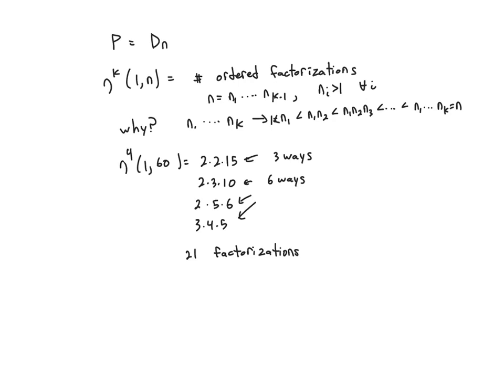So as an example, let's look at eta to the 4th of 1 in 60. Well, then you're looking at ordered factorizations of 60 as a product of 3 numbers. And so one such factorization, ignoring order, is 2 times 2 times 15, or 2 times 3 times 10, or 2 times 5 times 6, or 3 times 4 times 5. But remember, we're talking about ordered factorization, so order matters. There's 3 ways to permute this one because these two numbers are identical, and 6 ways each for these 3. And so you get that this answer is actually 21.